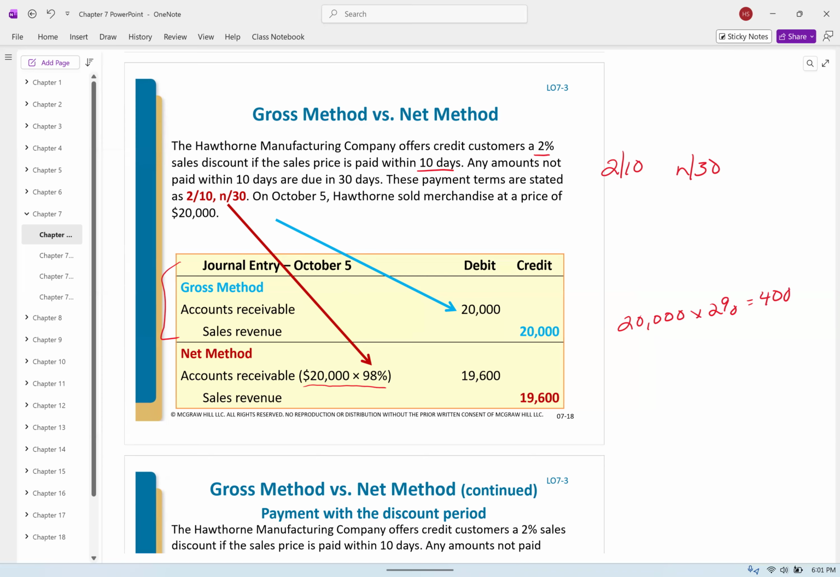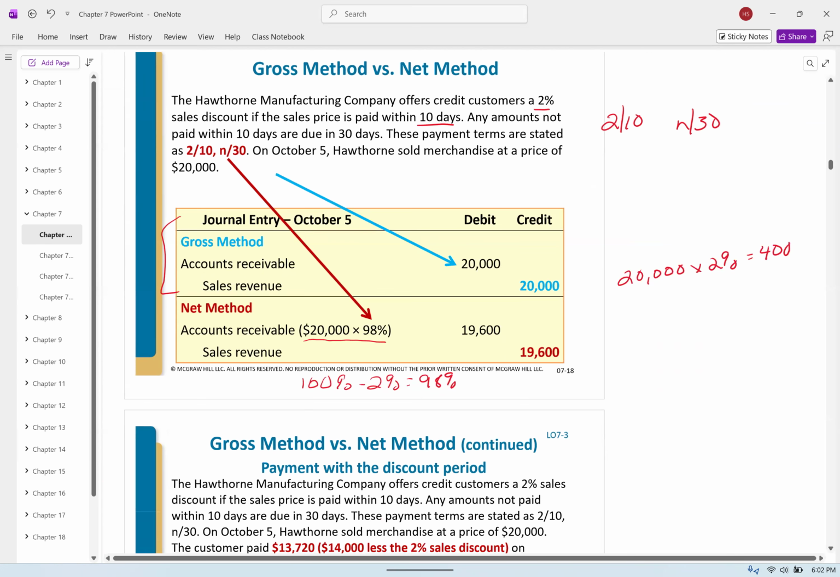They took 20,000 and then just multiplied it times 98%. All that is 100% minus the 2% to give you the 98%. I just sometimes do that because it's an easy keystroke on my calculator, especially if I didn't really need to know what that discount is right now. I'm just recording it at this amount.